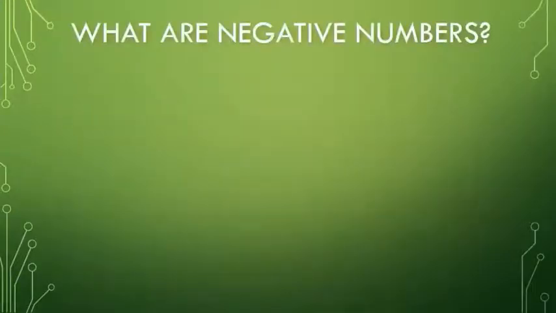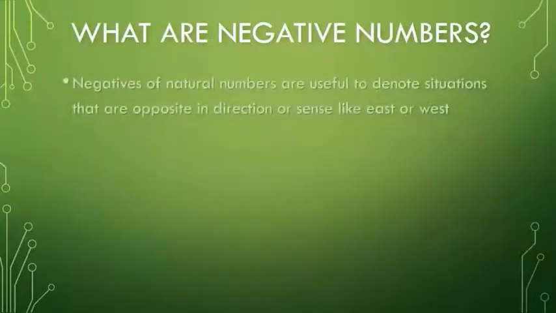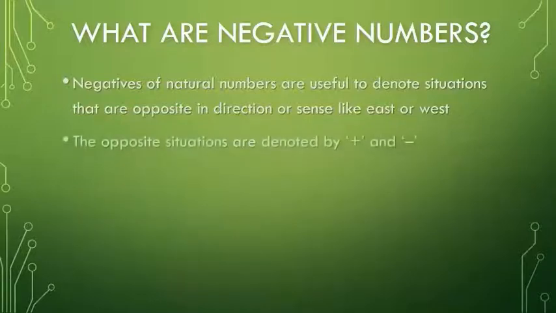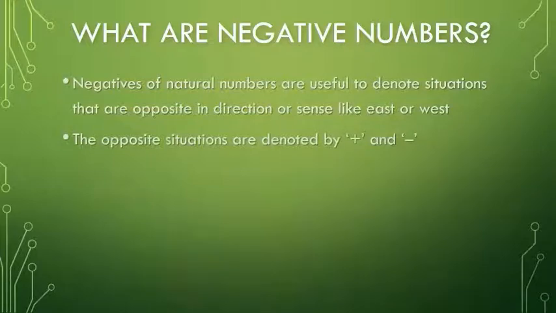What are negative numbers? Negatives are the natural numbers. I know that you know what are natural numbers. If you don't know what are natural numbers, the link for that is in the description. Negative or natural numbers are useful to denote situations that are opposite in directions, or like on signs, like east or west. The opposite situations are denoted by plus and minus.